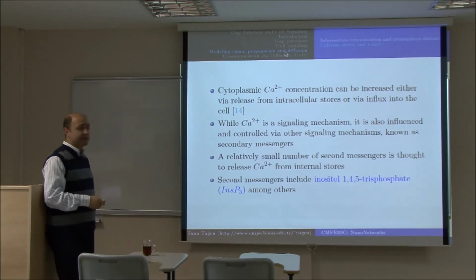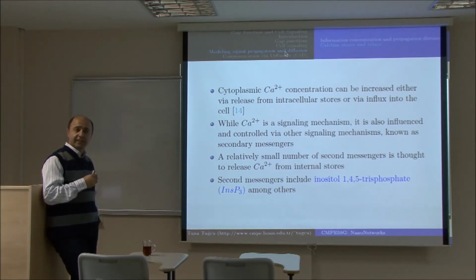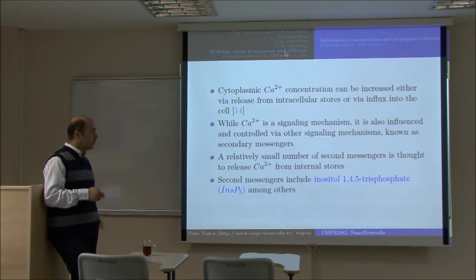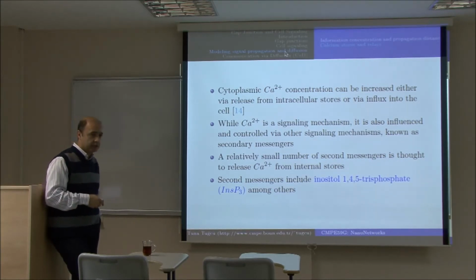The cytoplasmic calcium concentration can be increased either with the release of intracellular stores. Remember, we briefly discussed this, like the endoplasmic reticulum serving as a calcium store, or via the influx into the cell. There are already calcium ions in the environment. These will also diffuse into the cell or be pumped into the cell with the calcium pumps.